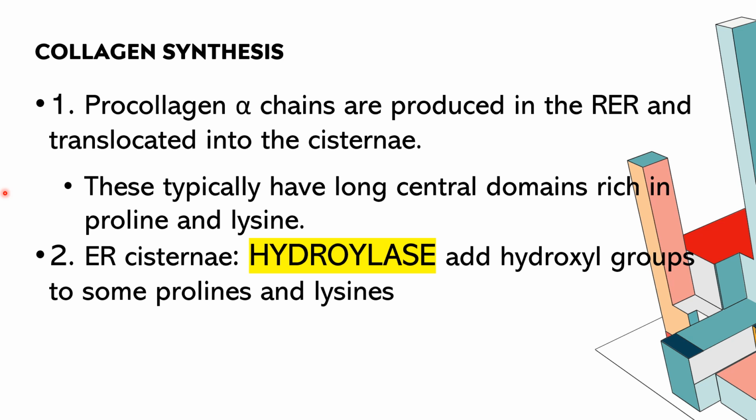Okay, and so produced in the ribosomes attached in your RER and translocated into the cisternae accordingly. With this, it will typically have long central domains rich in proline and lysine. After that, in your endoplasmic reticulum cisternae, you have the presence of hydroxylase that will add hydroxyl groups to some prolines and lysines in your pro-collagen alpha chains. Please don't forget the action of your hydroxylase enzyme.